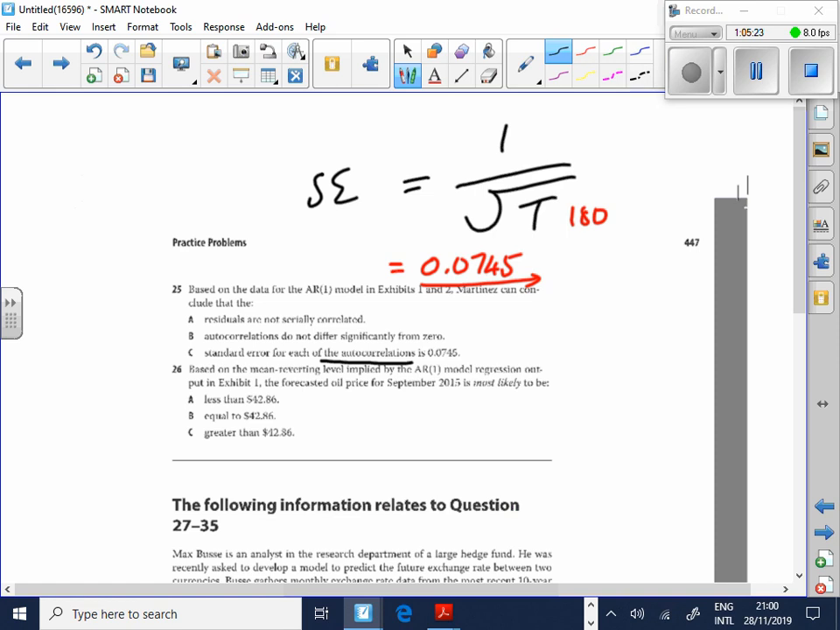Last one, you're on your own, guys. Based on the mean reverting level implied by the AR1 model from Exhibit 1, the forecasted oil price in September is likely to be less than $42, equal to $42, or greater than $42. Okay, now straight away, guys, what do you jump into? Your formula. What's your mean reverting level? B0. Good, so it's B0 over 1 minus B1. You happy with that?